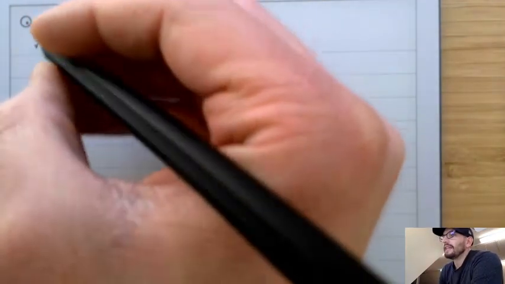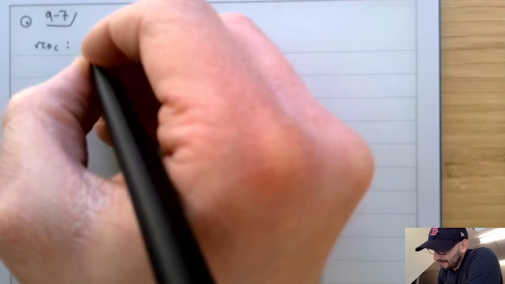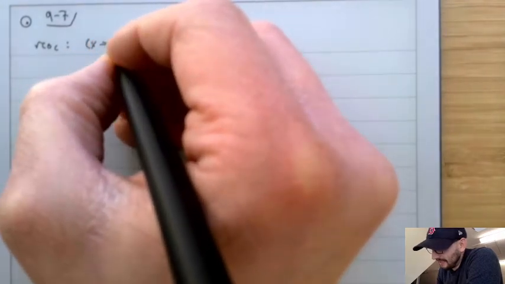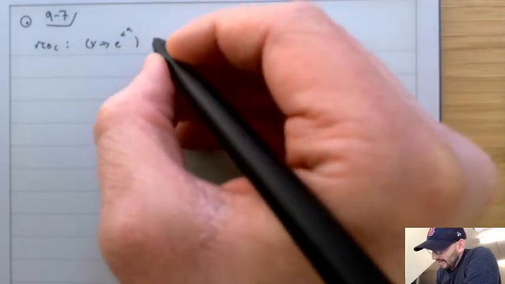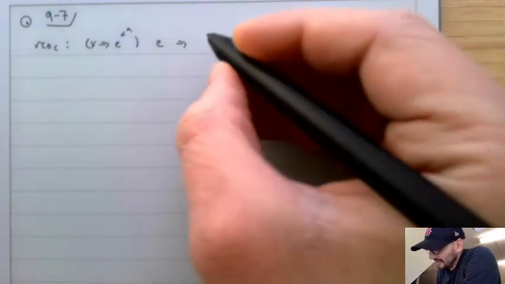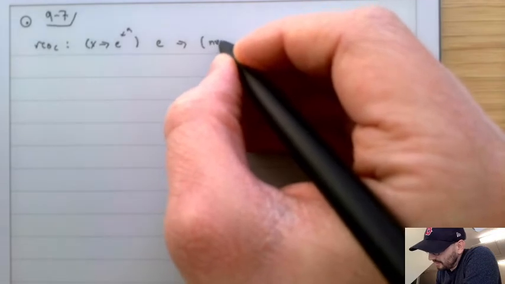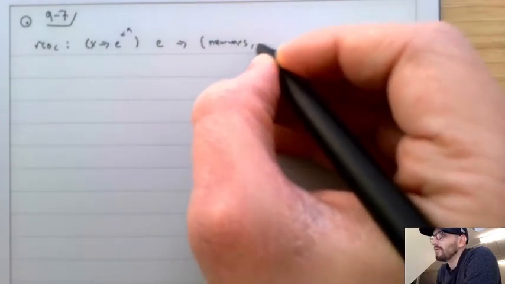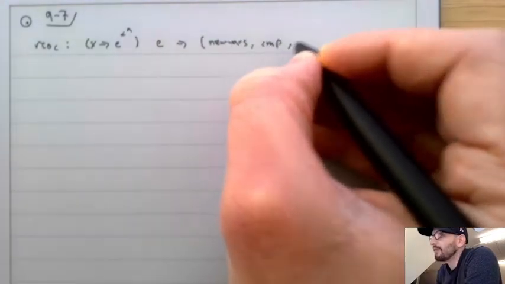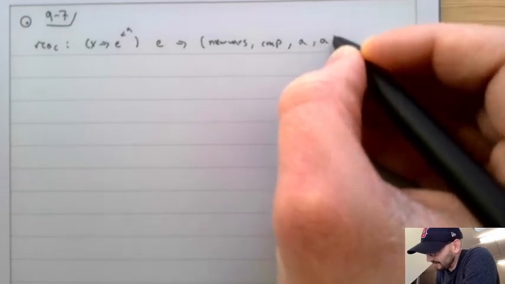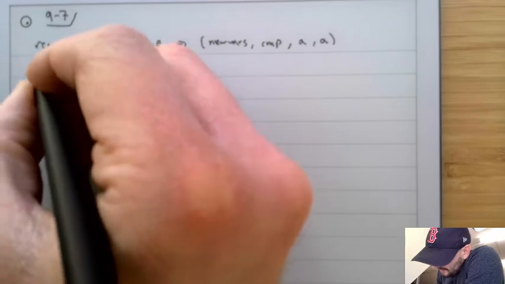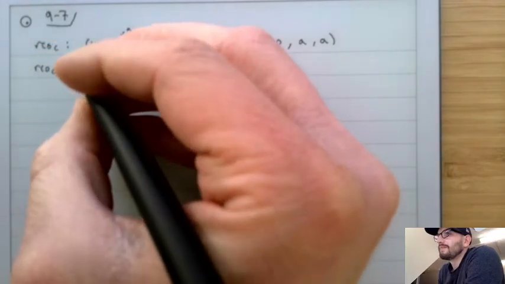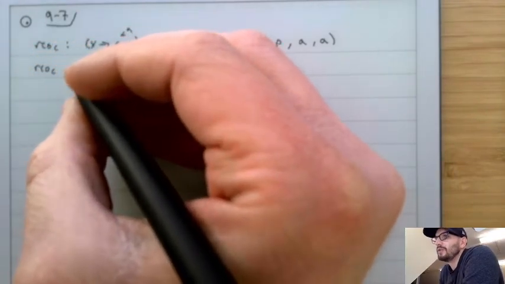Line 7. RCOC takes that mapping that goes from X to E, where those E's, by the way, are A's. And it also takes an expression, and what it does is it returns the new variables, which is the same type as it was before. It returns the comparison operation, and it returns two arguments: the argument on the left and the argument on the right.